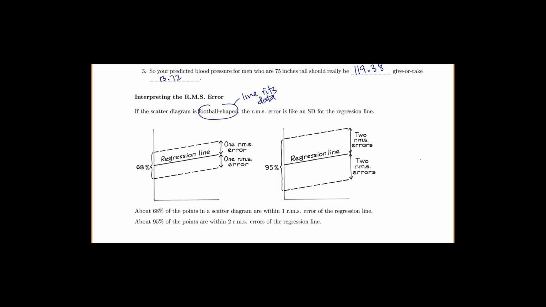So if you look at your line and you go up or down one RMS error, about 68% of your points, so not all your points, but the majority of your points, should be within one RMS error. And 95% of your points should be within two RMS errors of the regression line. So if you just go up or down two RMS errors, that should include about 95% of your points.